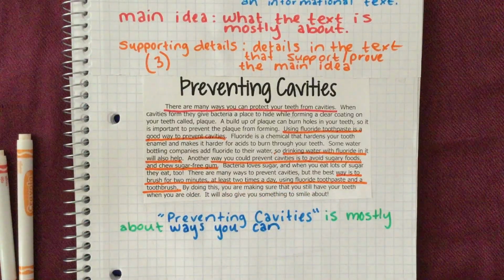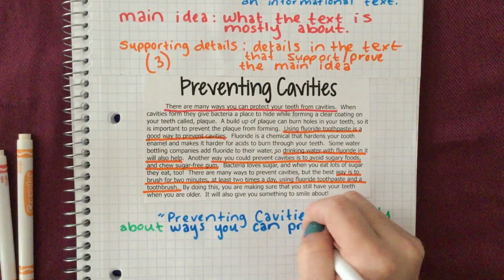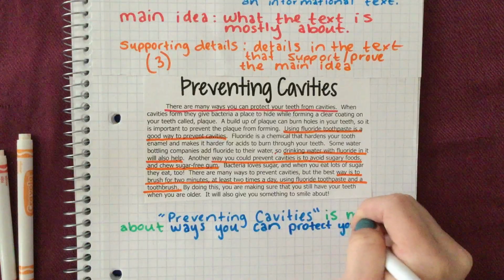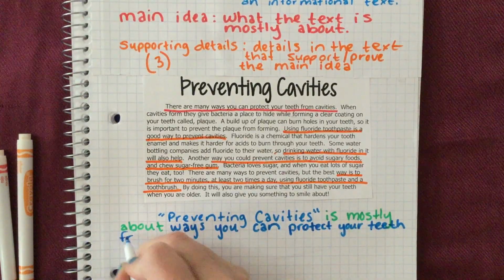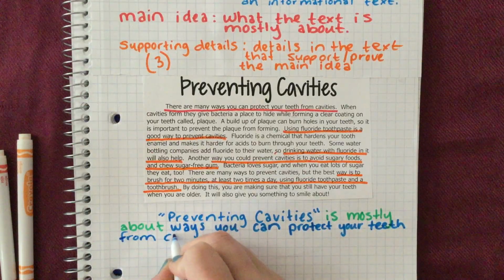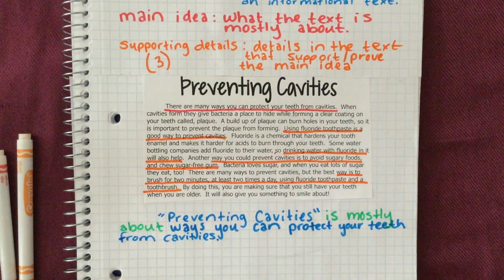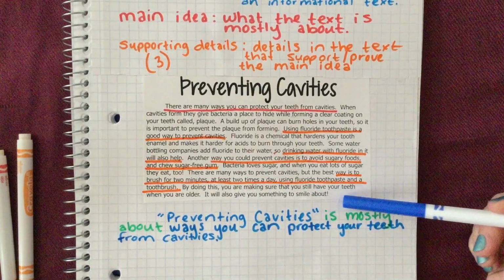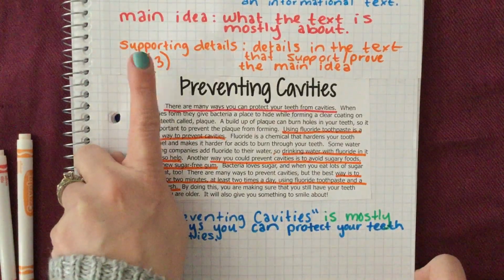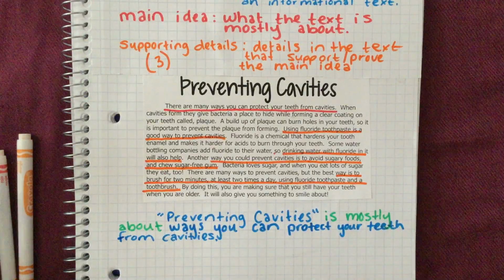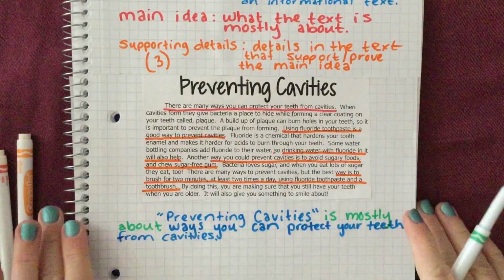Could I also even steal from the title and say prevent cavities? Sure. All right, so we've got our title, is mostly about, we've got our main idea. Now let's get ready to share our supporting details. Remember, we only need about 2, but we've got to have that magical phrase that tells us the supporting details are coming.